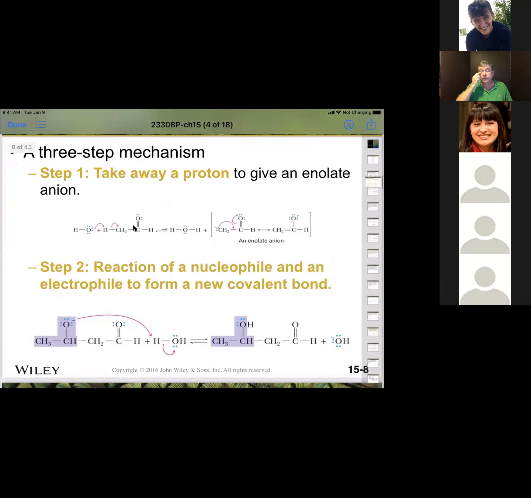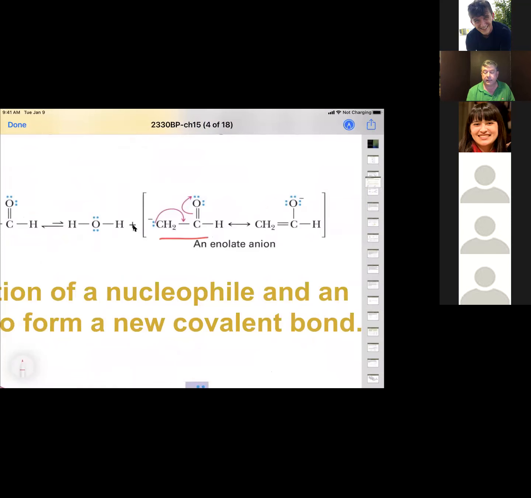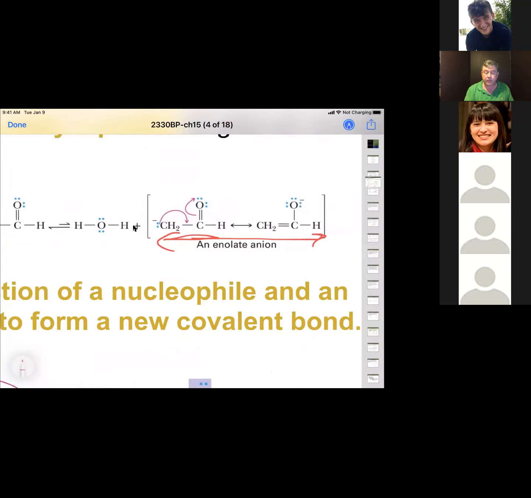So let's look a little bit deeper into the mechanism here. The first thing that has to happen is we have to generate the nucleophile, and the way we generate the nucleophile is we take a proton away. So we have our hydroxide base come in. We find the most acidic proton on our system, which is this alpha hydrogen right here. That gives us our enolate ion, which is stabilized by having the charge partially on the oxygen and partially on the carbon. Now that carbon nucleophile can react with other things.